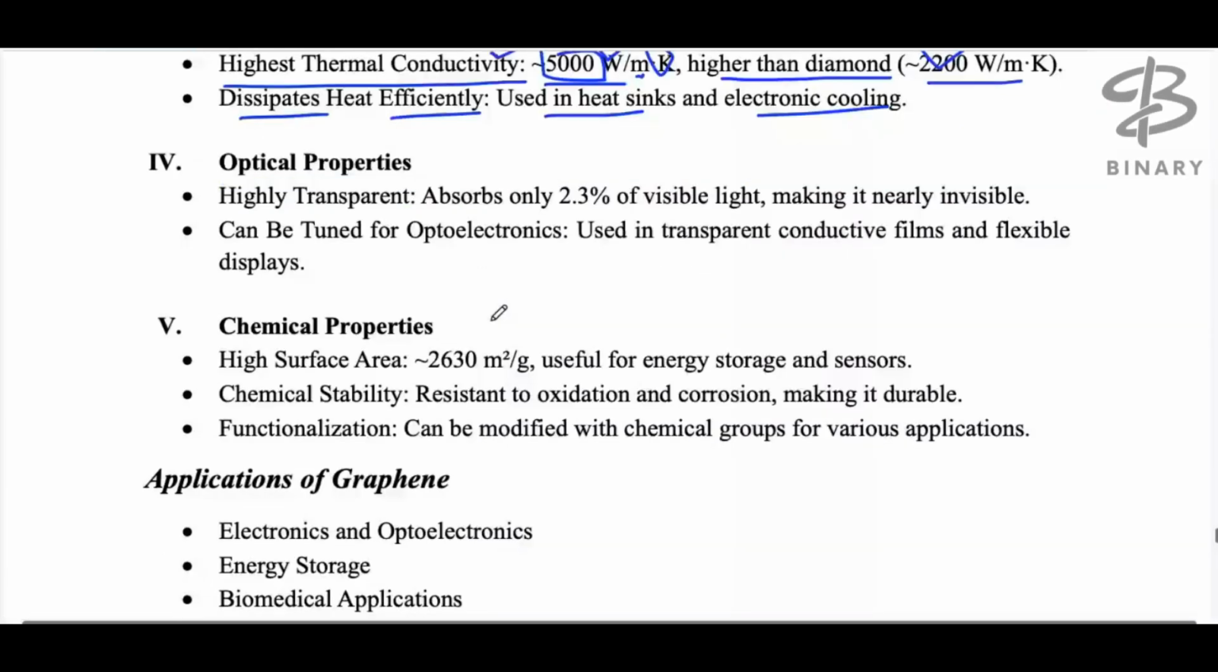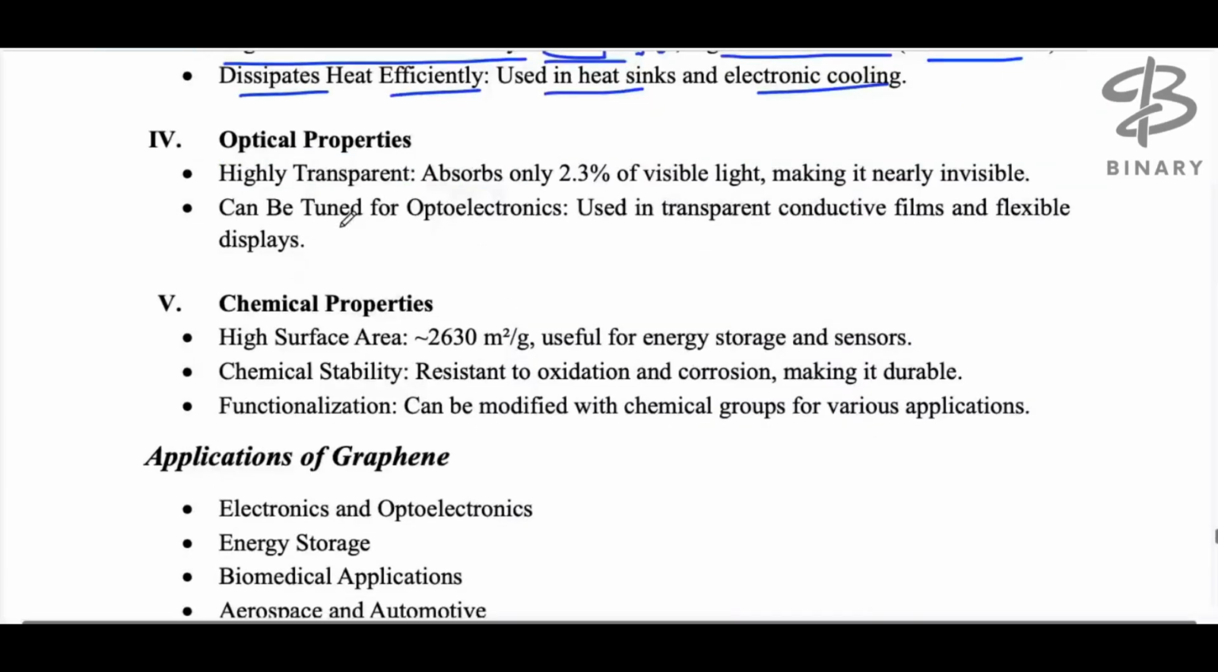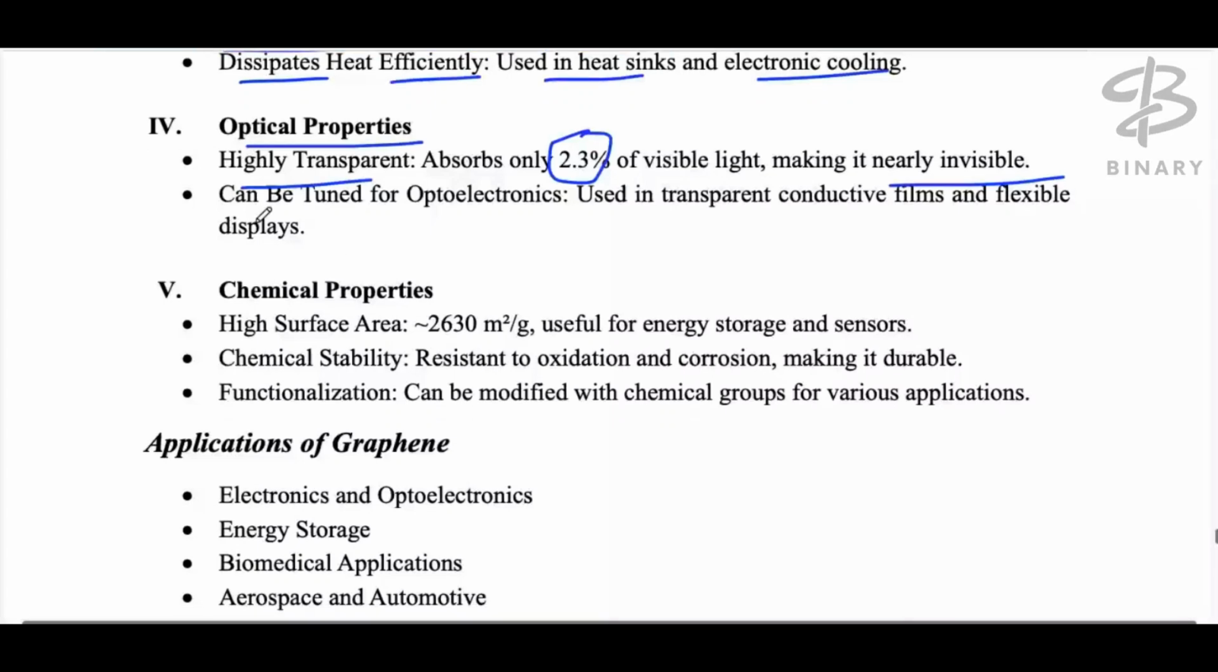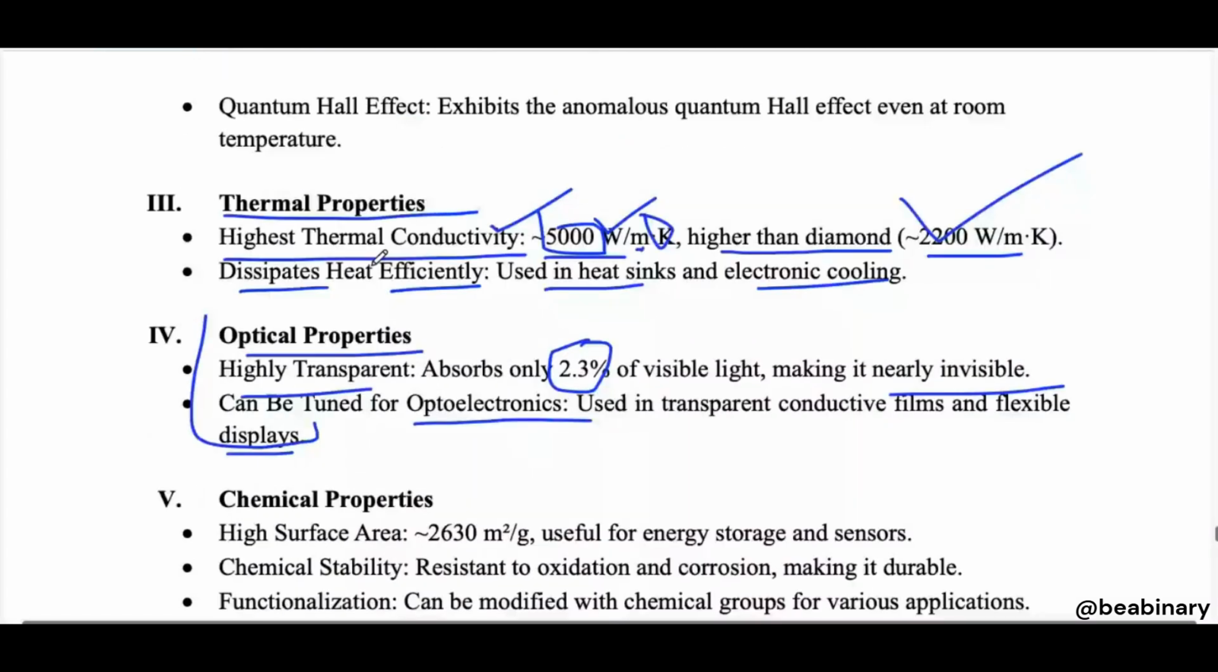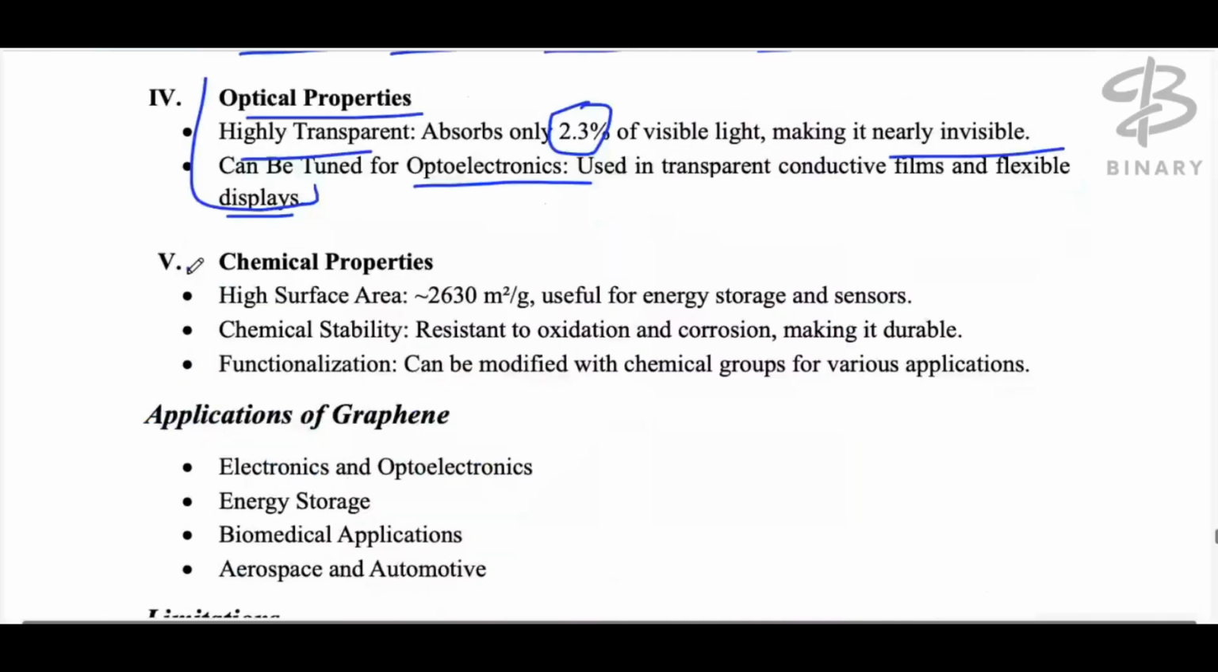Now we talk about the optical properties. It is highly transparent, absorbing only 2.3% of visible light and making it nearly invisible. It can be tuned for optoelectronics, used in transparent conductive films and flexible displays. We do not need to give too much attention here, because these are not mechanical properties. We must think about the mechanical properties and thermal properties. Chemical properties we can sometimes see, otherwise we can leave it, no issue.